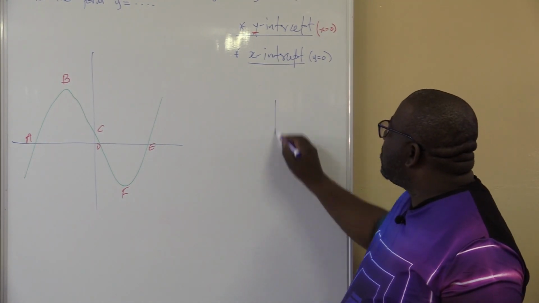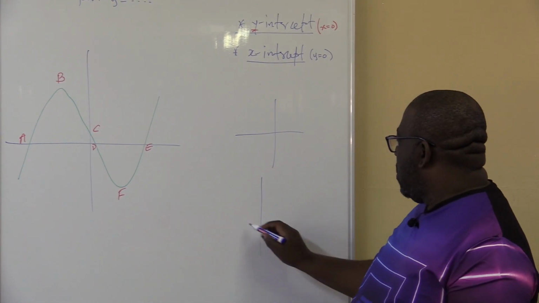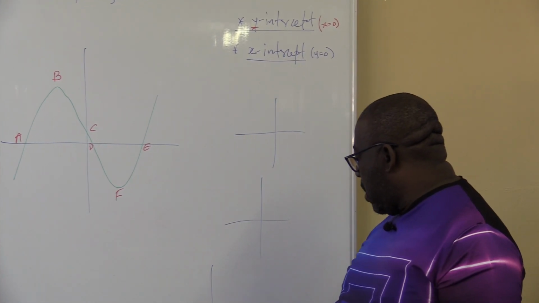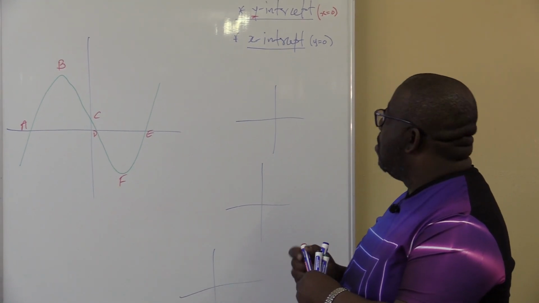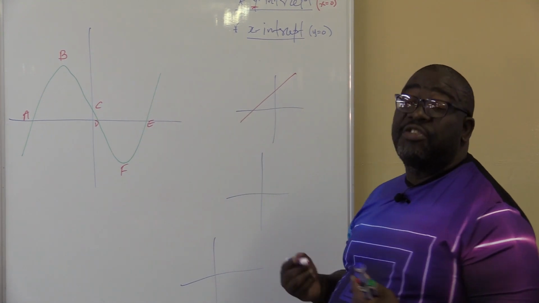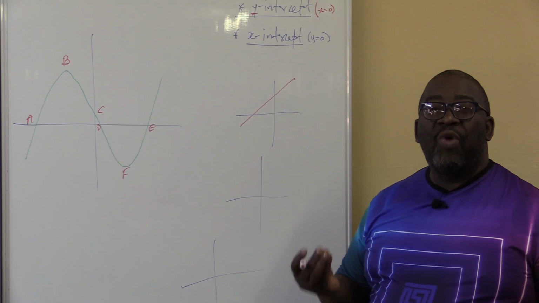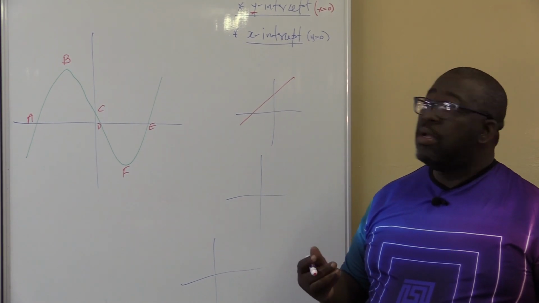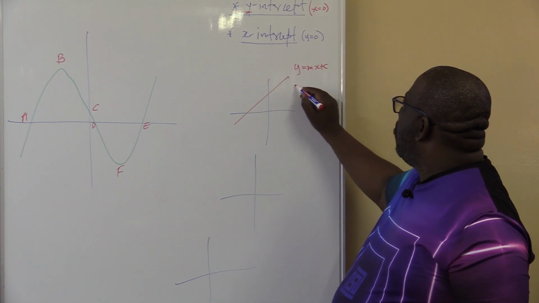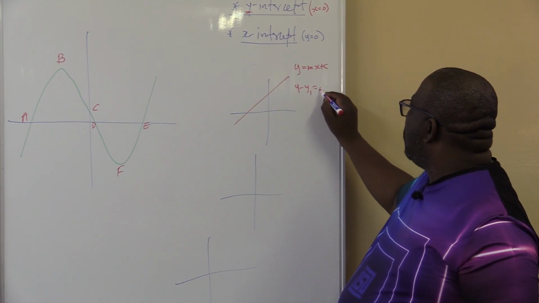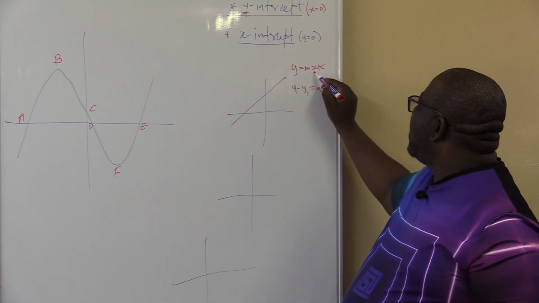When I look at this graph, let's look at the 3 graphs here. Look at the first one. What type of graph is this? It's a straight line graph. What is the equation of a straight line graph? There are about 2. y is equal to mx plus c. The other one will be y minus y1 is equal to m into x minus x1.